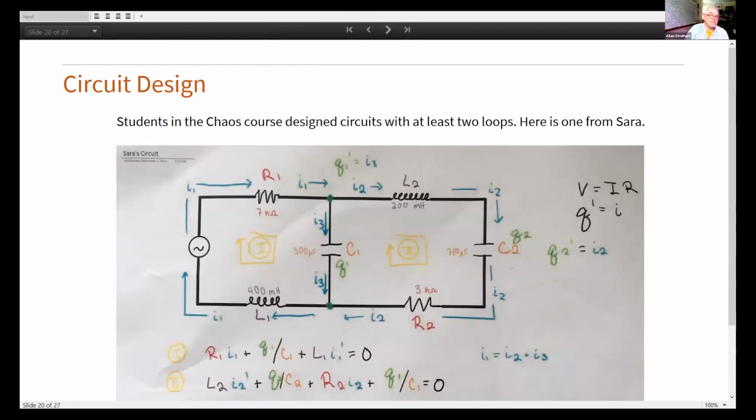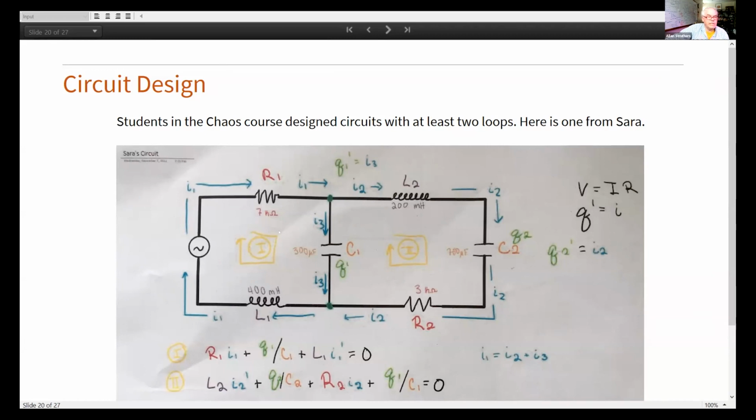So I have the students in the chaos class design circuits. This is an attempt to make sure they can write down ODEs, and Sarah made a beautiful circuit, color-coded, so I took Sarah's circuit. So you get to go look at this. This is a resistor. It's called R1. This is the standard handwritten symbol for an inductor. It's called L2. Apparently it's 200 millihenries. This is R2. It's a resistor. These are capacitors, and that is the standard sign for a capacitor as drawn by Sarah.